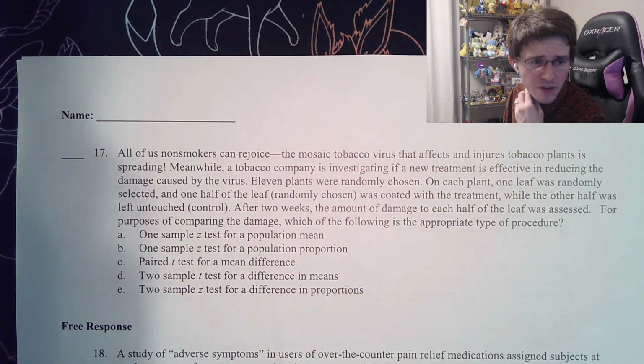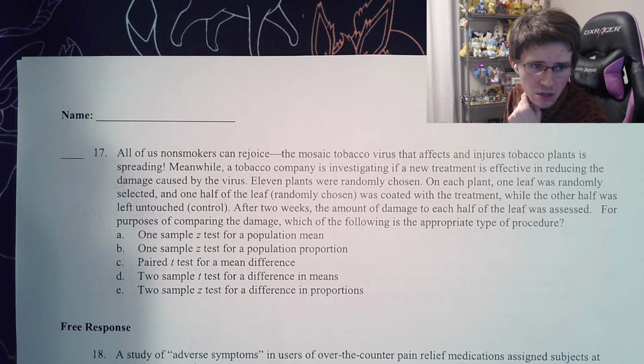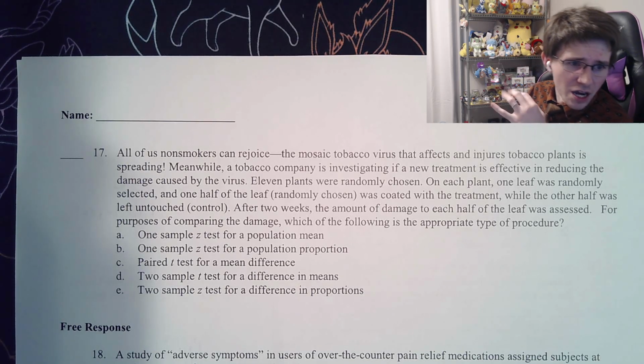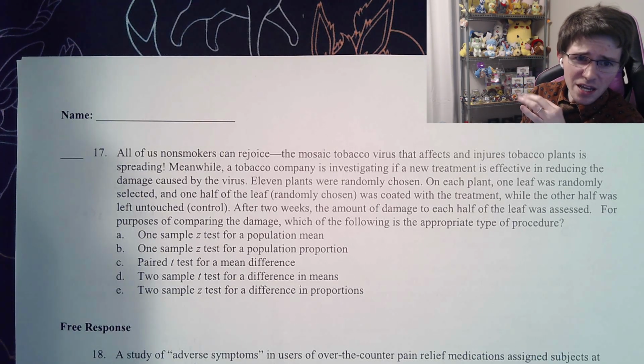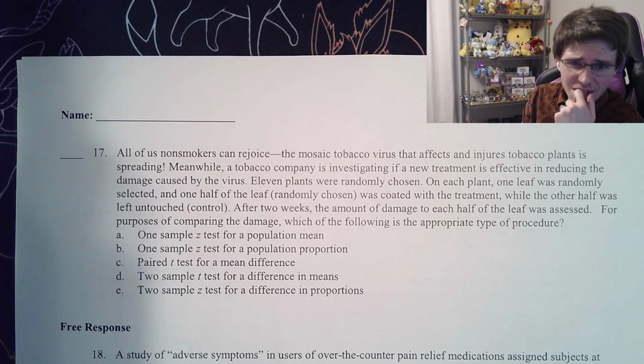All right. All of us non-smokers can rejoice. The mosaic tobacco virus that injures tobacco plants is spreading. I don't know if I'm rejoicing, since everyone's going to be depressed because they don't have their death sticks. Meanwhile, a tobacco company is investigating whether a new treatment is effective in reducing the damage caused by a virus. 11 plants were randomly chosen. On each plant, one leaf was randomly selected for treatment, and the other half was left untouched. The amount of damage was assessed.